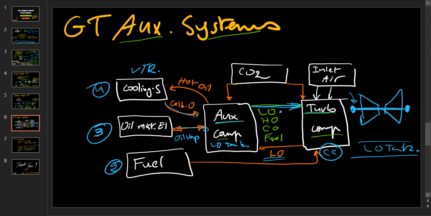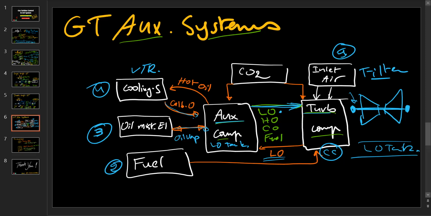We have what we call an inlet air system, and that's the fifth one mainly. It is used to filter the air coming from the atmosphere to the axial compressor in the turbine compartment. The cleaner it is, the more efficient the combustion gets.